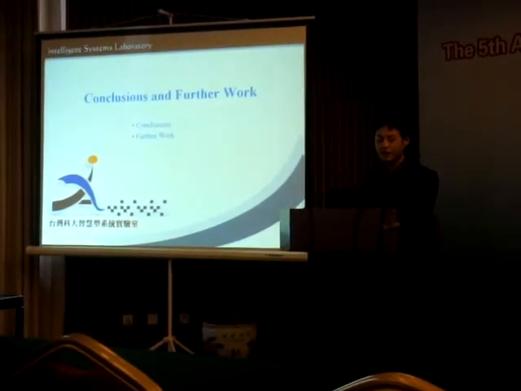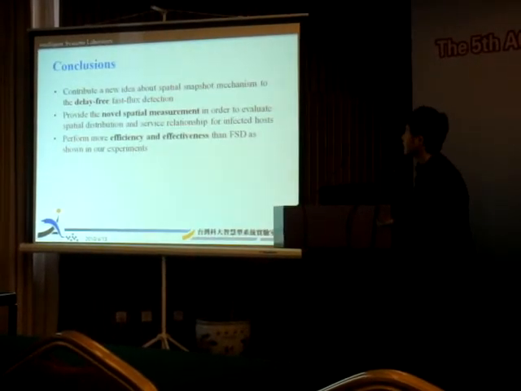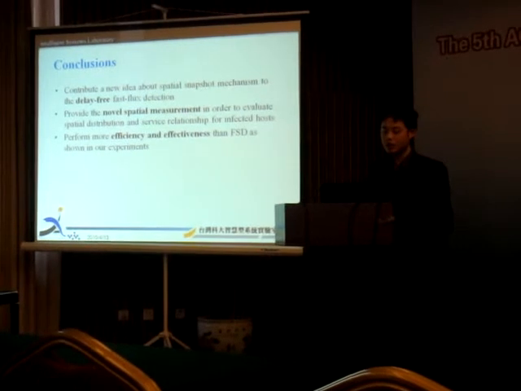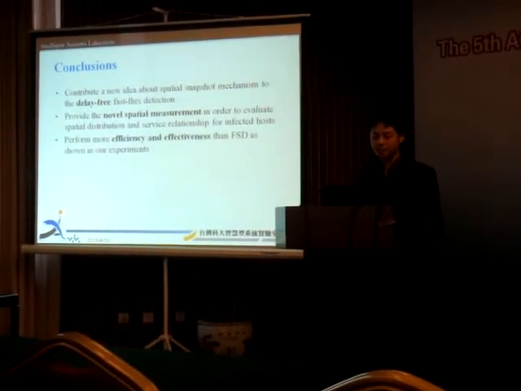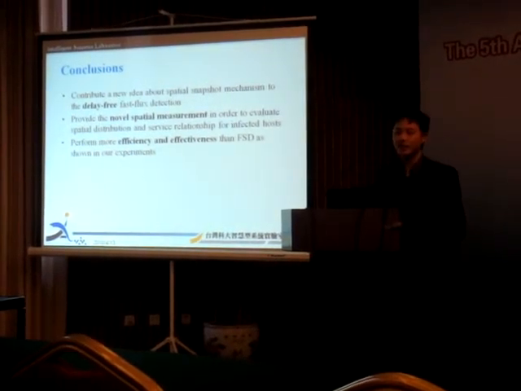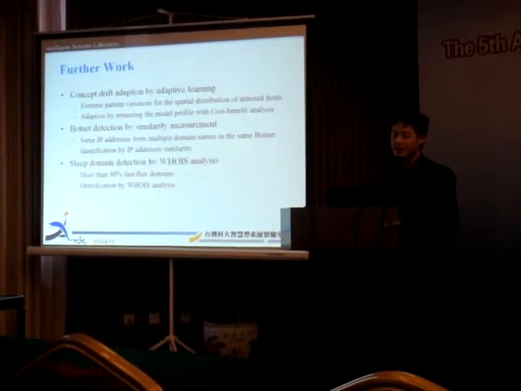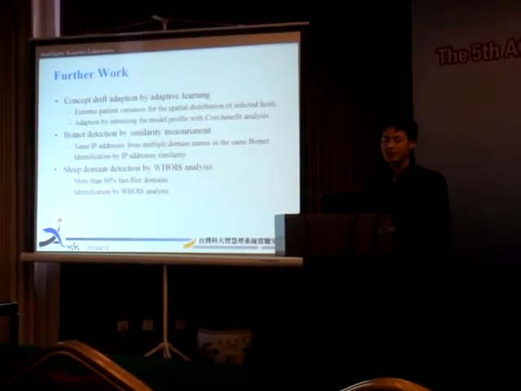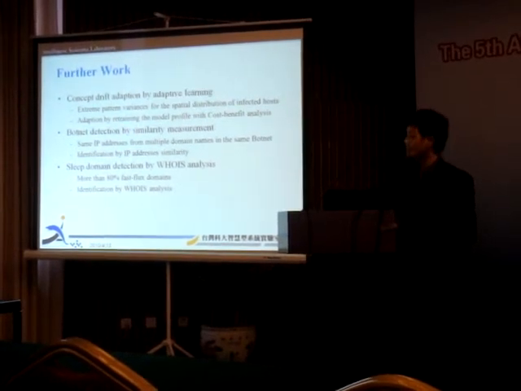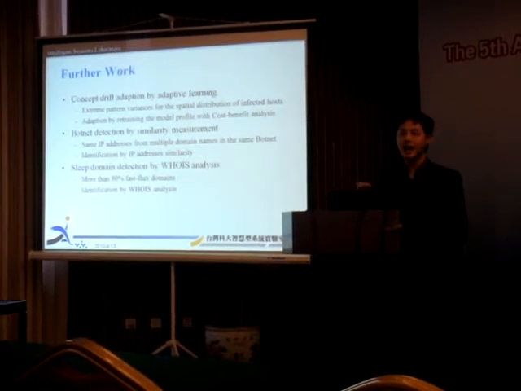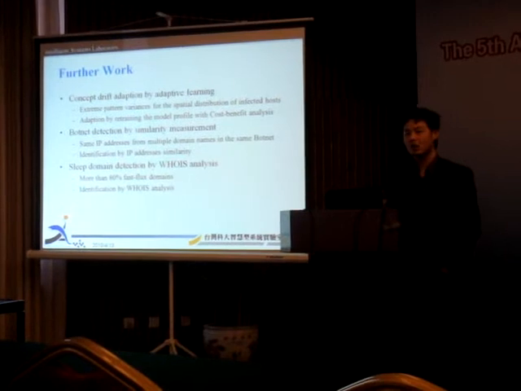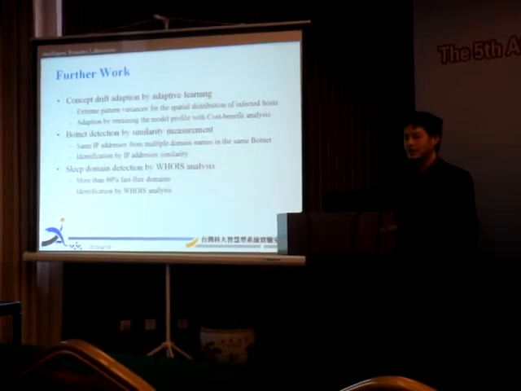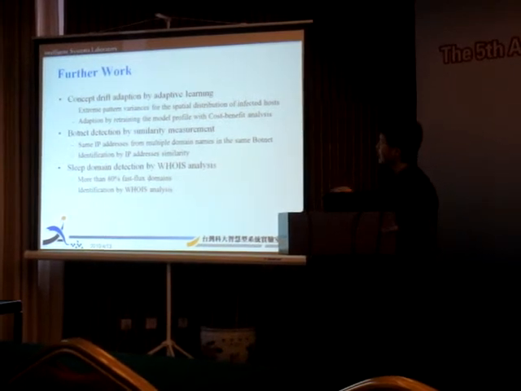Okay, now I will give some conclusions and further work. The first thing is that we contribute an idea about a spatial snapshot mechanism to enable early fast-flux detection. In addition, we provide a novel spatial measurement, the two measures, and we perform with more efficiency and effectiveness on the fast-flux detection problem. For further work, our system is without a concept drift adaptation mechanism, so adaptation might be another issue. In addition, it is hard to get a lot of labeled data. So in data mining, they use active learning to sample informative instances for labeling and do further training.